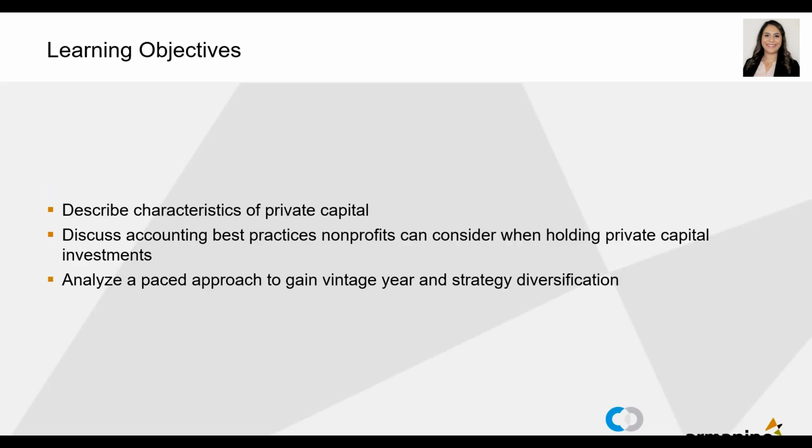Today's learning objectives are going to be: describe characteristics of private capital, discuss accounting best practices nonprofits can consider when holding private capital investments, and analyze a paced approach to gain vintage year and strategy diversification.